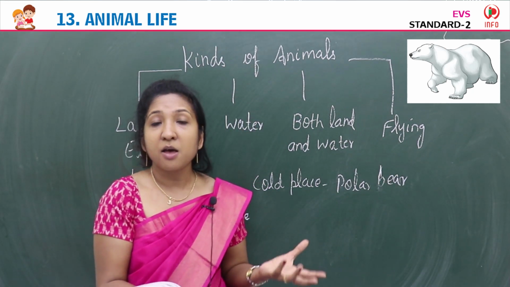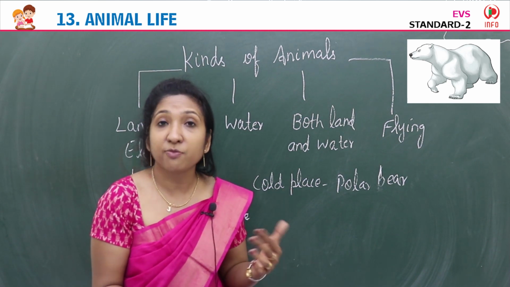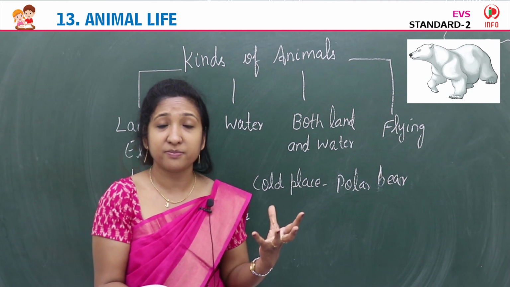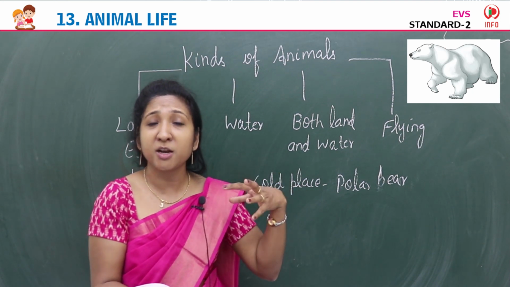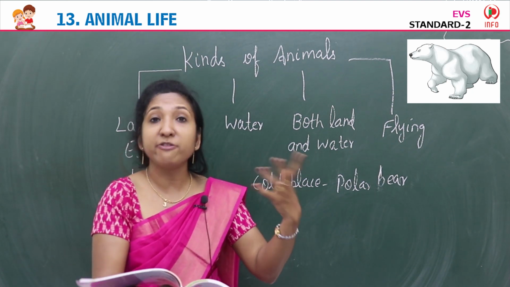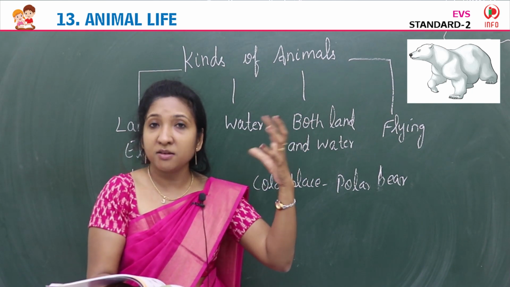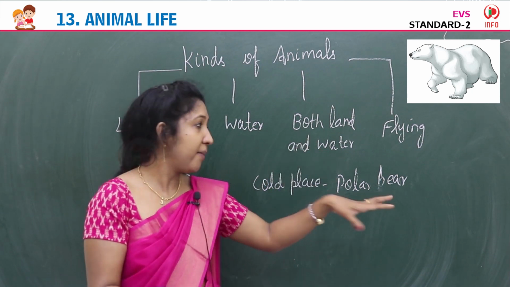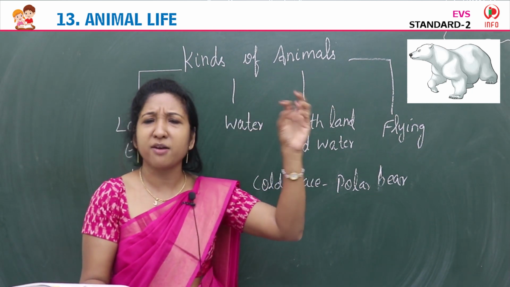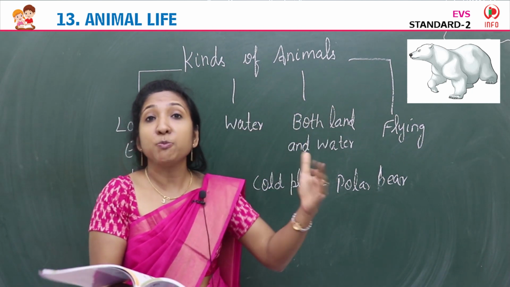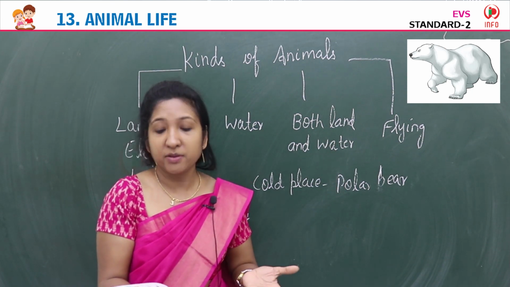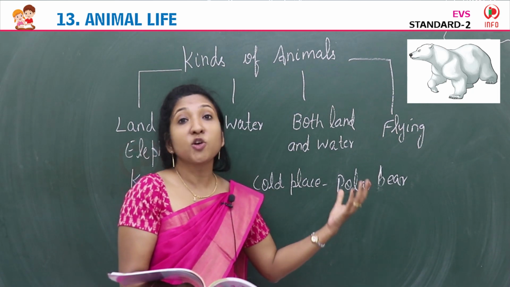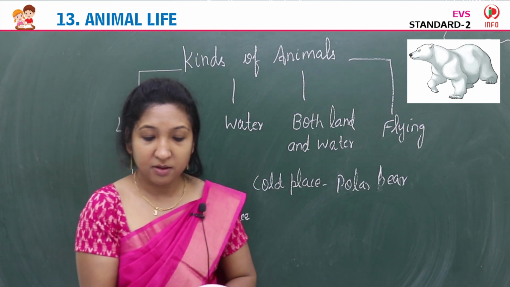There it lives. Why can it live there? It can survive the cold because of the thick fur on its body. Thick fur means full of soft hair that grows on its body. On the polar bear's body we can see full of fur, full of hairs. It protects it from cold. So because of that, the polar bear lives in cold places.